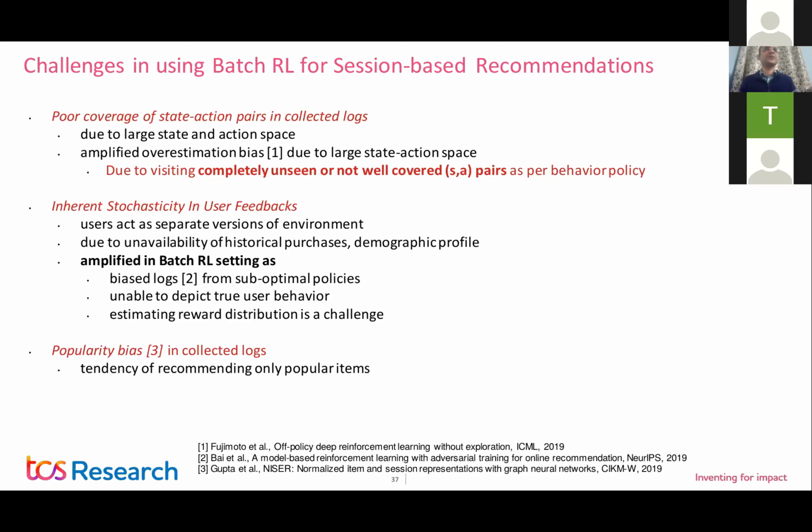Another critical challenge here is that there is inherent stochasticity in the user feedback. What I mean by that is, here we are saying that the user is the environment, and the only access that you have about the user is what the user has clicked in the current session. Right? So it's a very partial kind of information that you have access to, and therefore how the user will respond to the next item that you show is fairly stochastic in nature. So how do you take that into account?